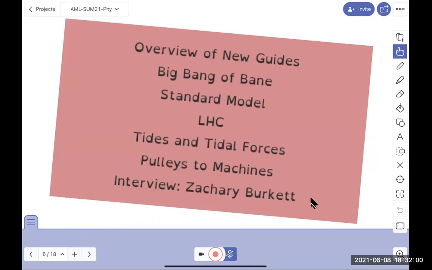All right, so overview. This is kind of what I'm going to try and follow. Overview of the new guides. I put some new guides on the Facebook group. We'll talk about the Big Bang from a brane model. I don't mean Batman's nemesis, I mean as a membrane model. This just in. All right, very good. Thank you, Anthony. We'll talk about the standard model a little bit, at least the basics of it.